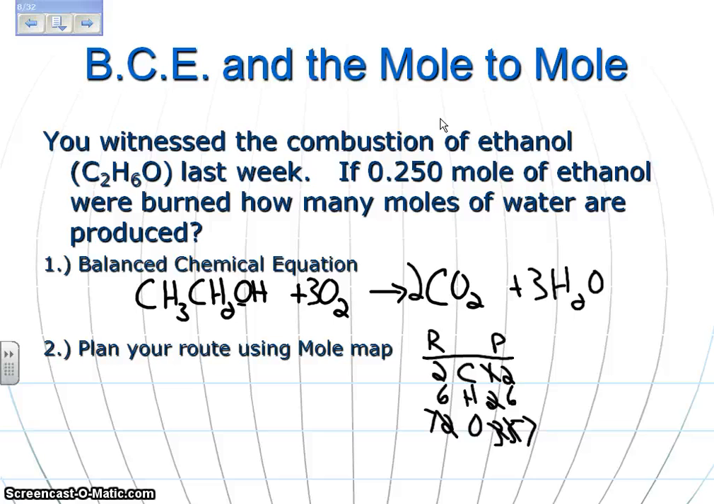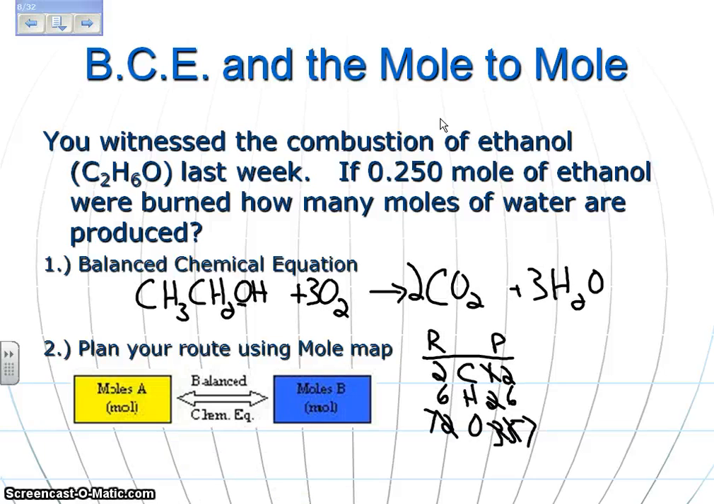And we're going to plan our route using the mole map. And the mole map we're going to use, we're starting at moles of ethanol, and we want to know how many moles of water were produced. So our starting point is 0.250 moles of ethanol. Our end point is moles water.